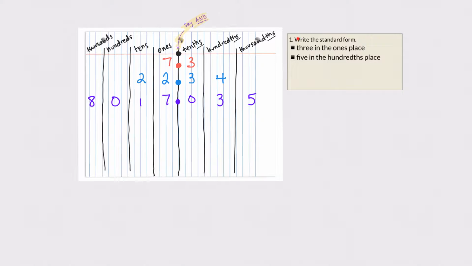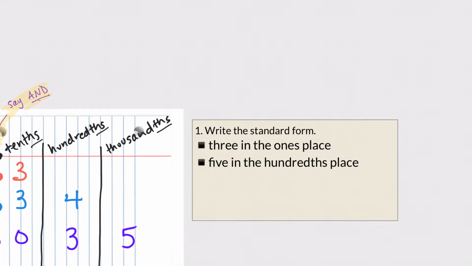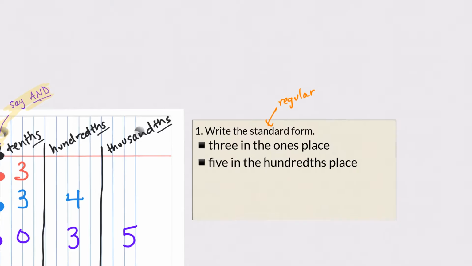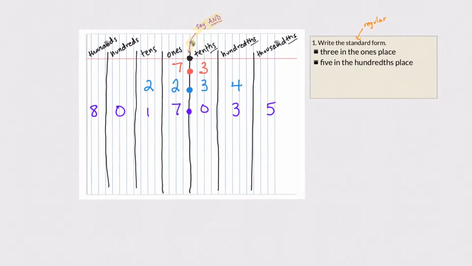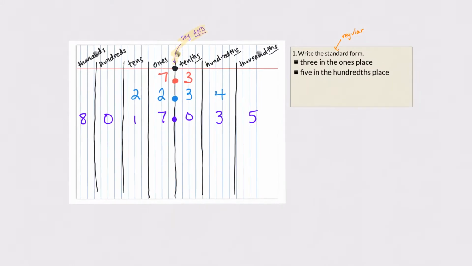So on number 1 right here, it says write this in standard form. Standard just means regular. So anytime you see that word standard, you just need to think regular. Standard means regular. So we're going to write this number, whatever it is, in regular form. Let's see if I can get my screen back the way it was. There we go. It's pretty close. So now I'm going to use my place value chart. I'm going to take this information that they gave me right here. I'm going to put it in the place value chart, and then it's basically going to give me the answer to this.